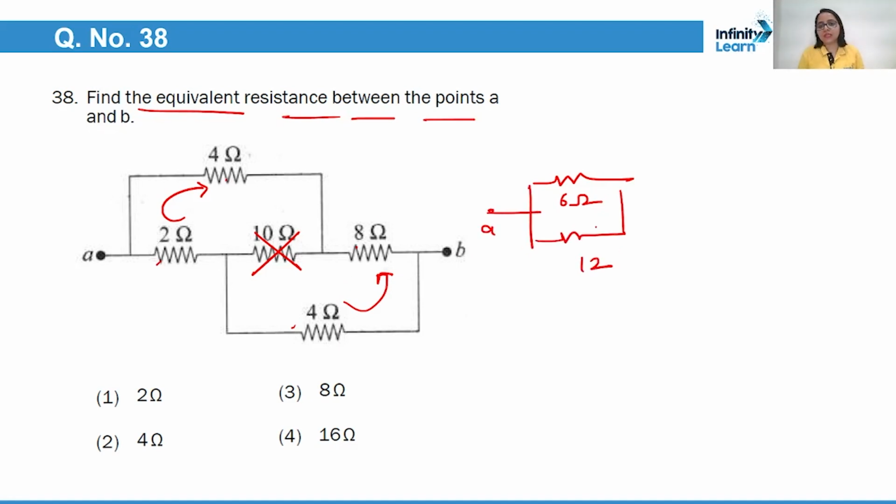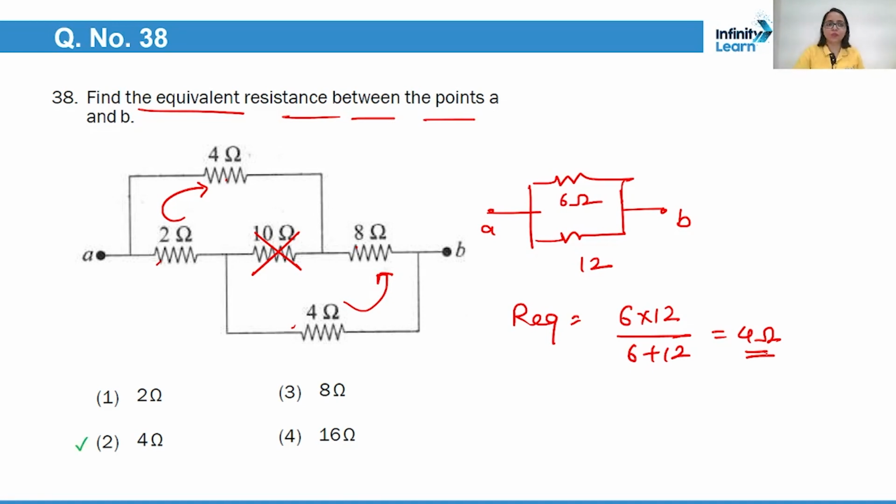Now this is point A, this is point B. Now 6 and 12 are in parallel, so R equivalent will be R1 R2 divided by R1 plus R2, so it is 4 ohm. So correct answer is option 2.